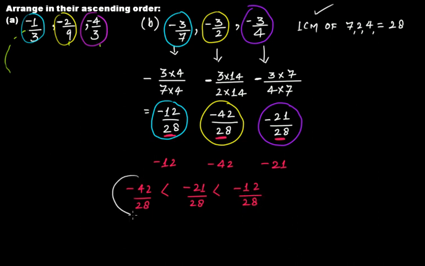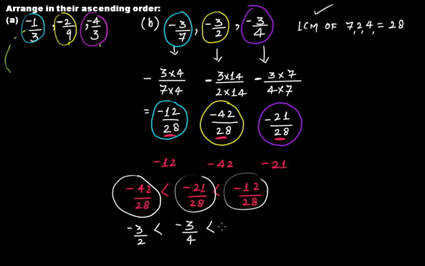What is minus 42 over 28? It is actually minus 3 over 2. This is less than. What is minus 21 over 28? It's actually minus 3 over 4, which is less than. What is minus 12 over 28? It's actually minus 3 over 7. So if you have to arrange in ascending order, this will be the answer.